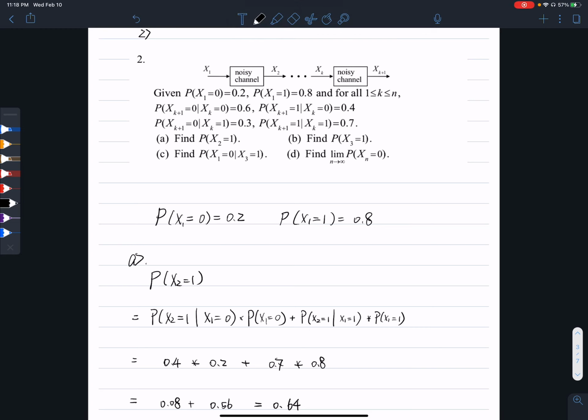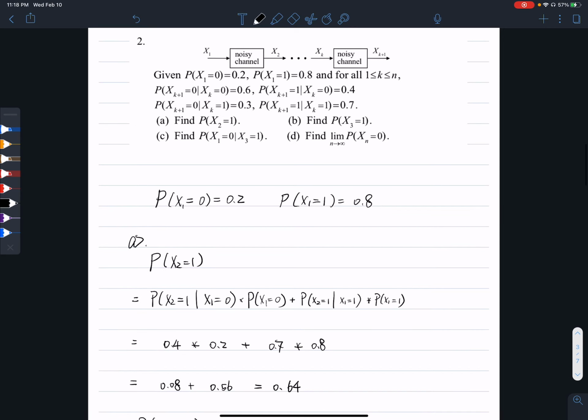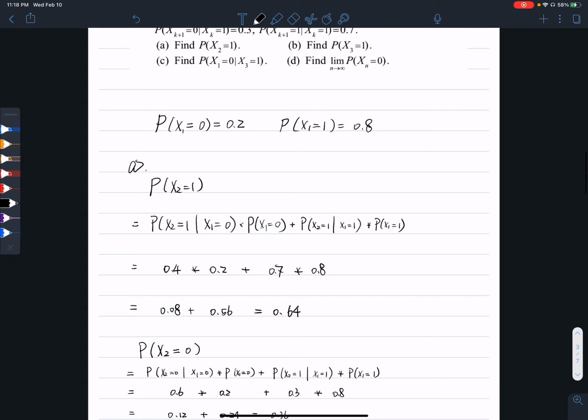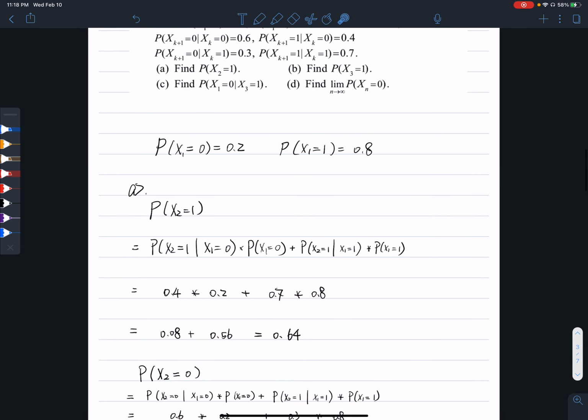So we can see the question is: given the probability x equal to 0 is 0.2, x equal to 1 probability is 0.8, and for all k greater or equal to 1 and less equal to n, they have some conditional probability. And we are trying to find, for question 1, the probability of x2 equal to 1. So basically, we have probability x1 equal to 0 is 0.2, and the probability x1 equal to 1 is 0.8.